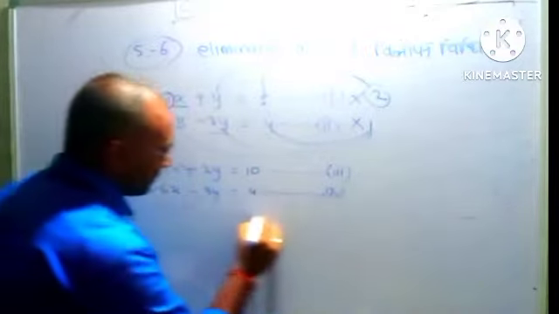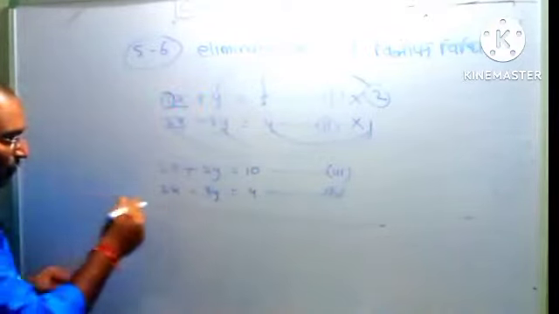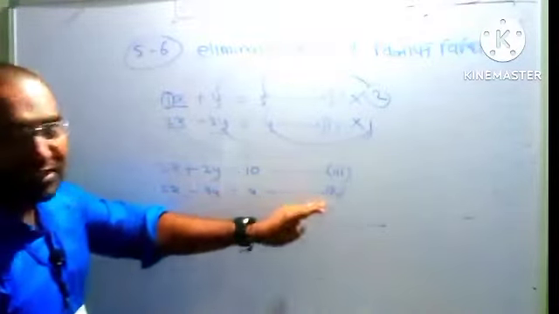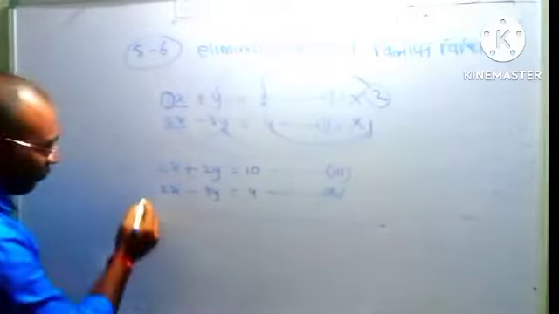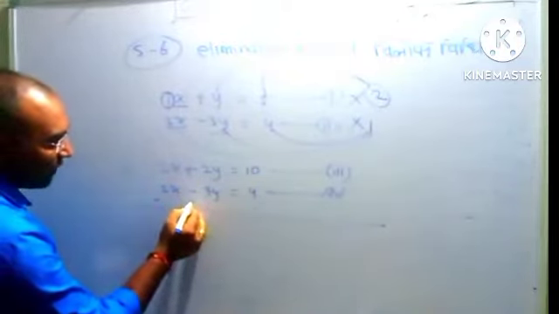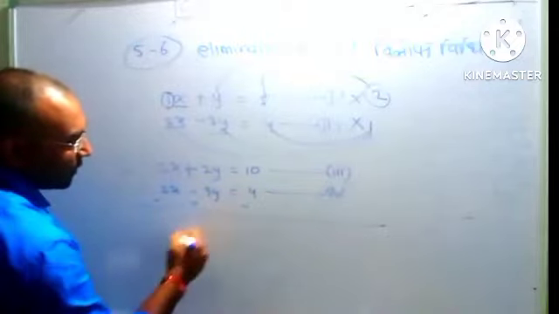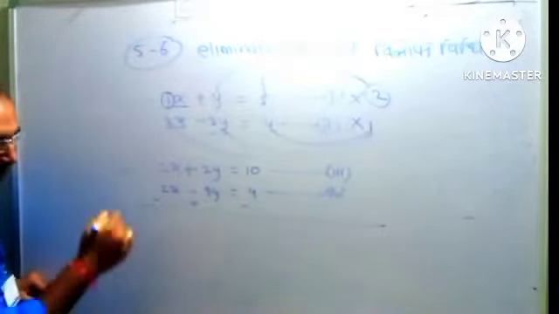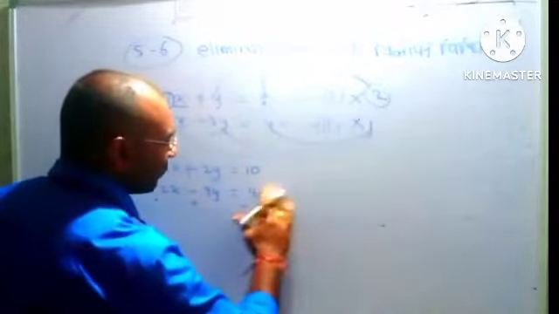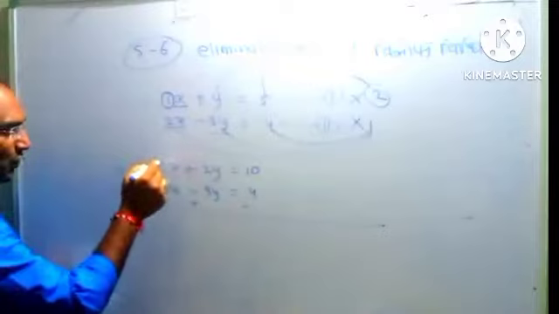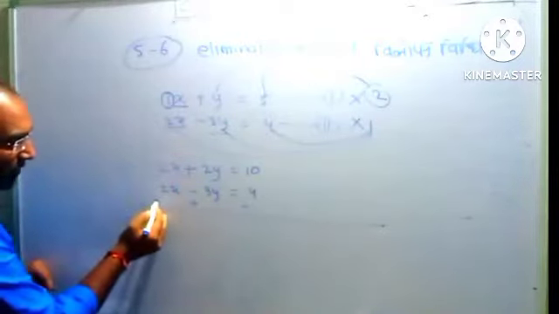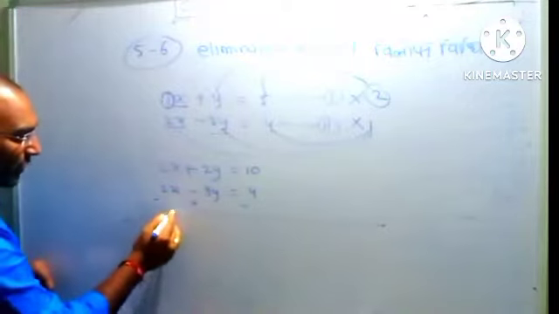Now let's solve this. From the second equation we have to change the sign. Plus will get converted into minus, minus will get converted into plus, and plus will get converted into minus. Clear enough? We don't have to give any name for this one. Let's solve this: plus 2x minus 2x is zero, cancel.